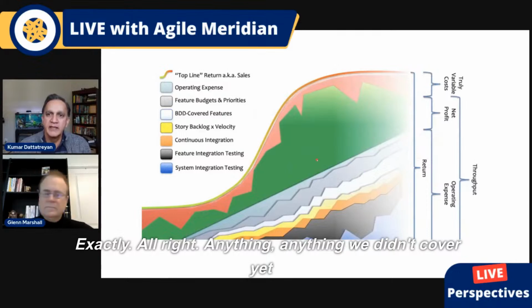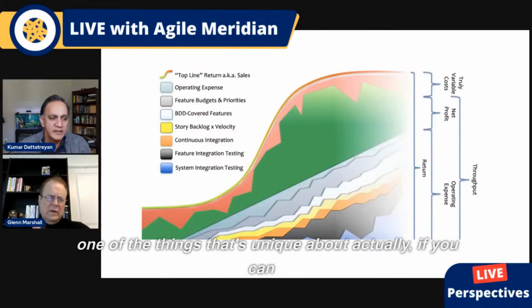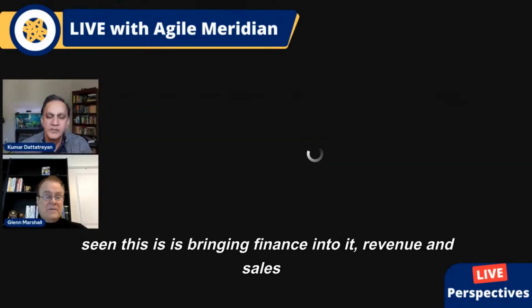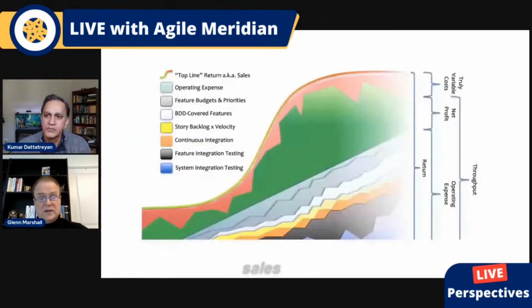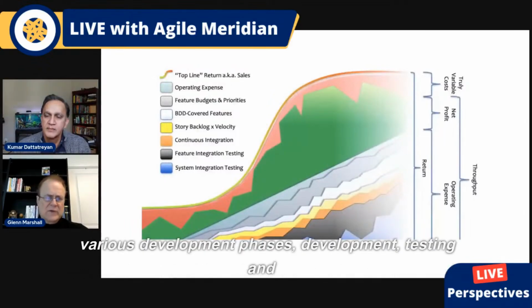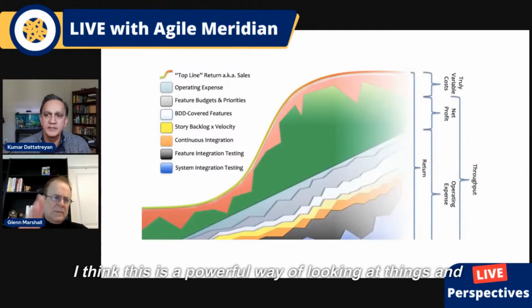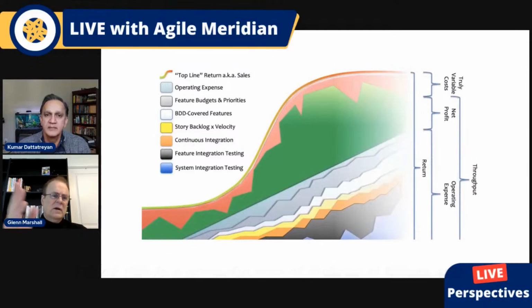All right. Anything we didn't cover yet today on this topic? One of the things that's unique about, actually, if you can bring that chart back. Sure. One of the things that's unique about XSCALE is, the first time I've seen this, bringing finance into it, revenue and sales, and adding that on top of the costs of the various development phases: development, testing, integration, and so on. I think this is a powerful way of looking at things, and relatively unique in my experience.